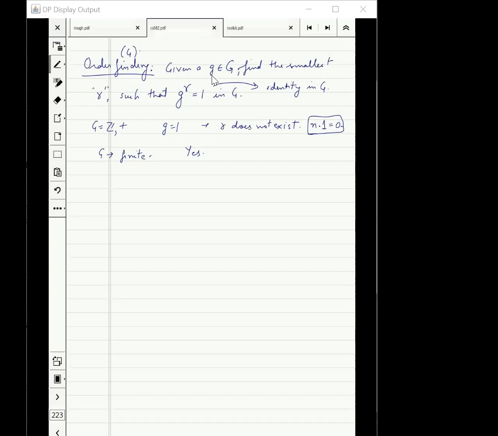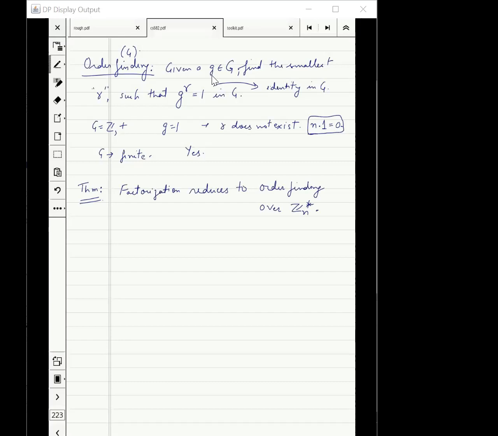The main theorem which we are going to prove today is that the problem of factorization reduces to order finding over Zn star. This is our target today. This is what we want to prove.